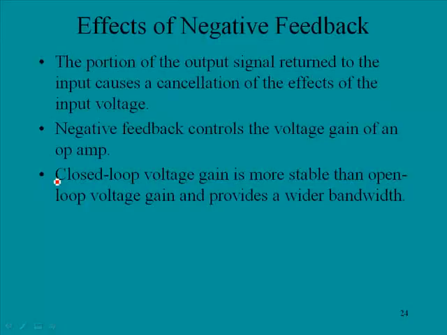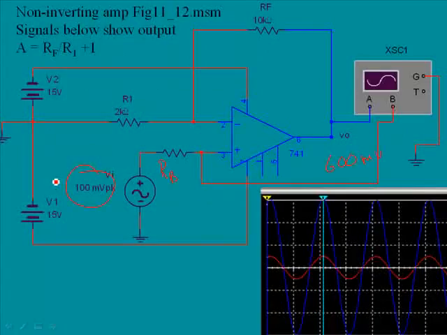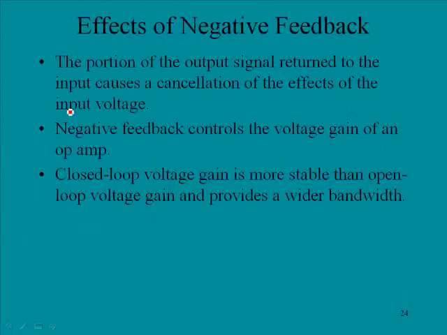Okay, the effects of negative feedback, and this is negative feedback. We amplify a signal, and then we feed back a portion of it, and that is negative feedback. So what are we going to say? The portion of the output signal returned to the input causes a cancellation of the effects of the input voltage. Negative feedback controls the voltage gain of an op-amp, and it establishes it, in the case of that previous amp, A equaled 6. Closed loop voltage gain is more stable than open loop voltage gain and provides a wider bandwidth.